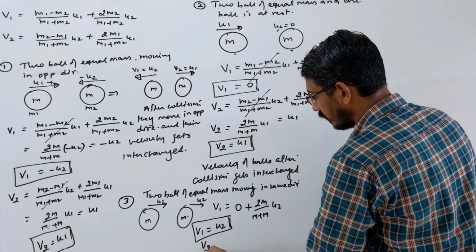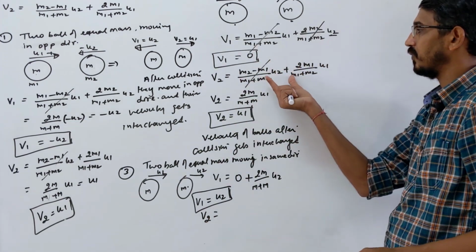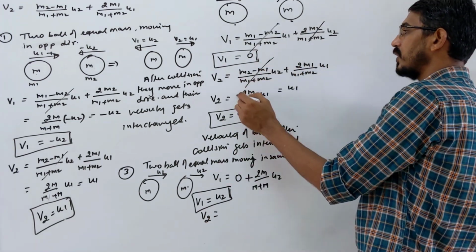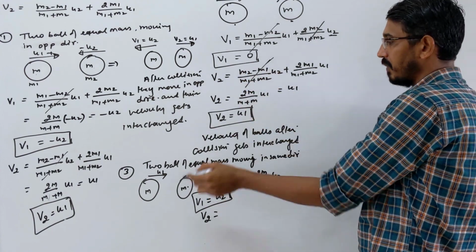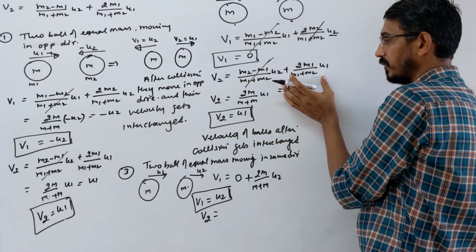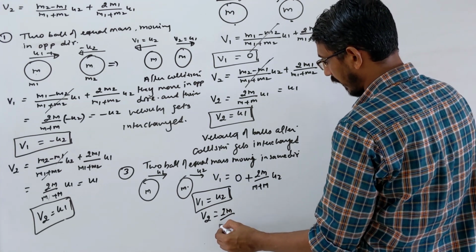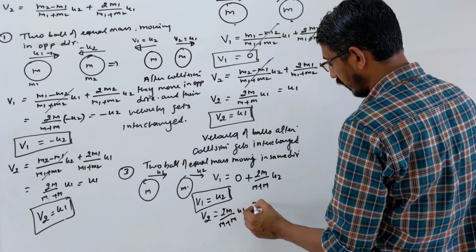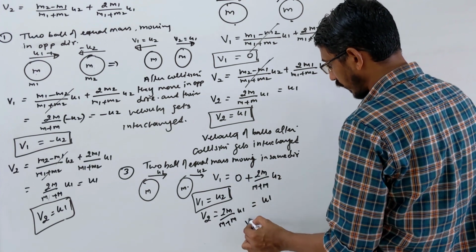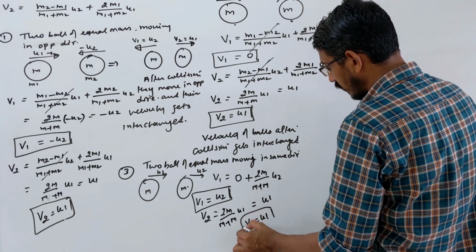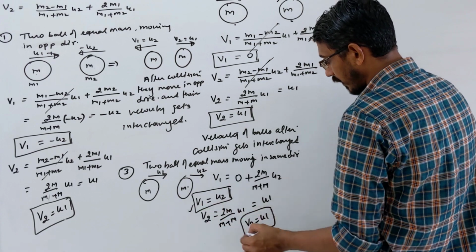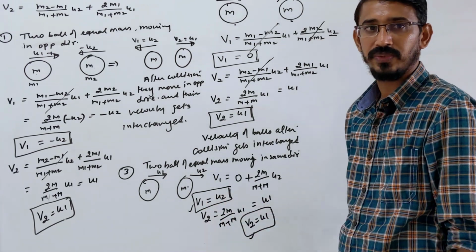Let's talk about the v2 term. What is v2? Let's write this formula. Again this term will be 0, because m2 minus m1 is 0. Now look at this term, give attention to this term. This becomes 2m upon m plus m into u1, or simply u1. So v2 is coming u1. So again, if you see carefully, the velocities get interchanged, right?